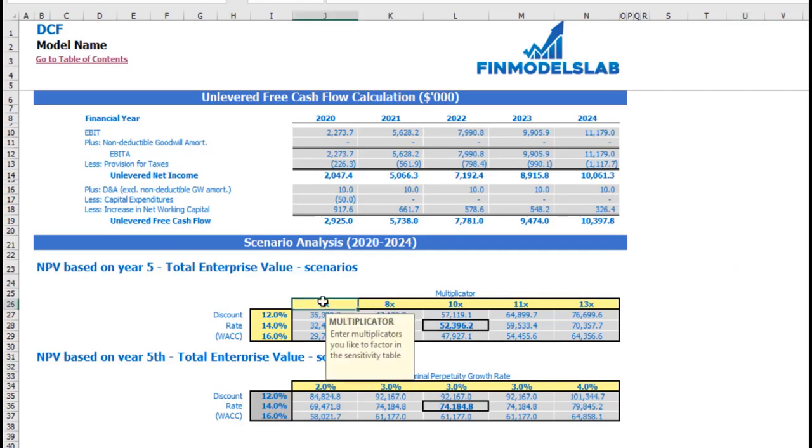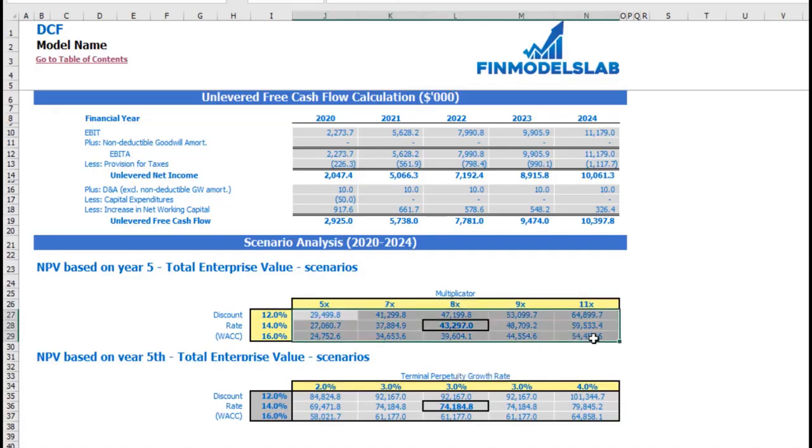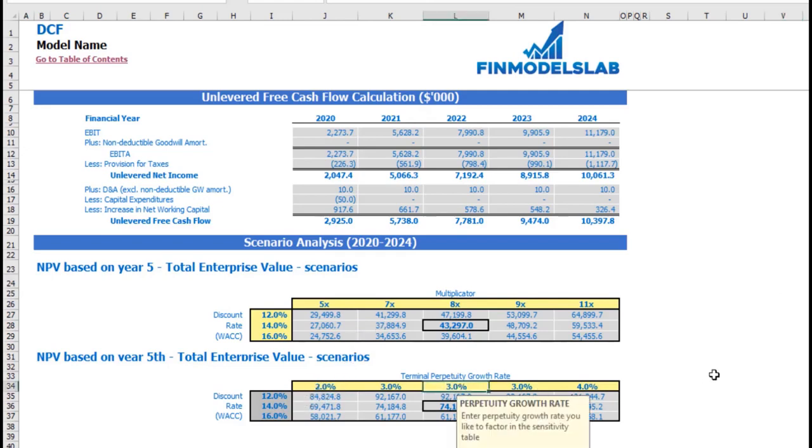And the second factor for the first scenario analysis is the EBITDA multiplicator. So you can use this multiplicator as an assumption as well. You may change it to 8%, for example, and you may see the different values for your enterprise value. The second one is terminal perpetuity growth rate, which can be changed as well, for example 5%, and you may see below all the enterprise value scenarios.